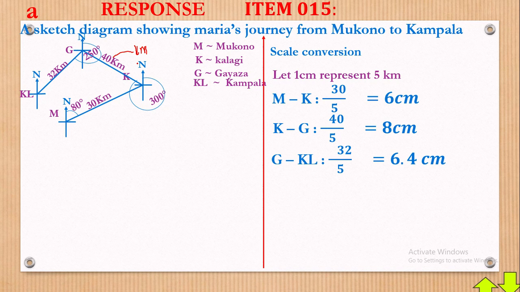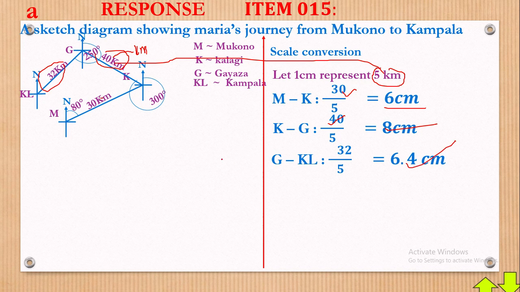Okay, that's part A. So it means that if you say 1 centimeter represents 5 kilometers, this is what you divide by every distance right here. So the 30 divided by 5, we have it right there. It's giving us a 6. The 40 divided by 5 gives us 8. 32 divided by 5 gives us 6.4.